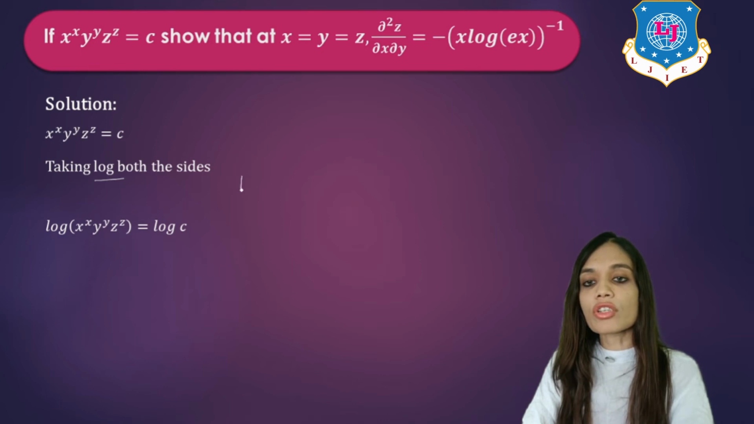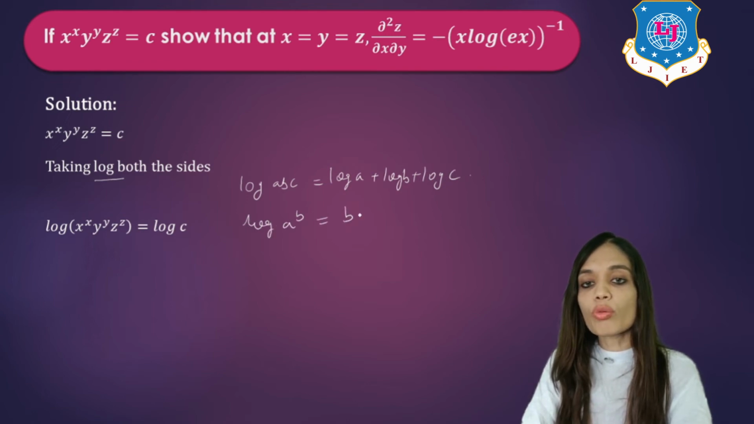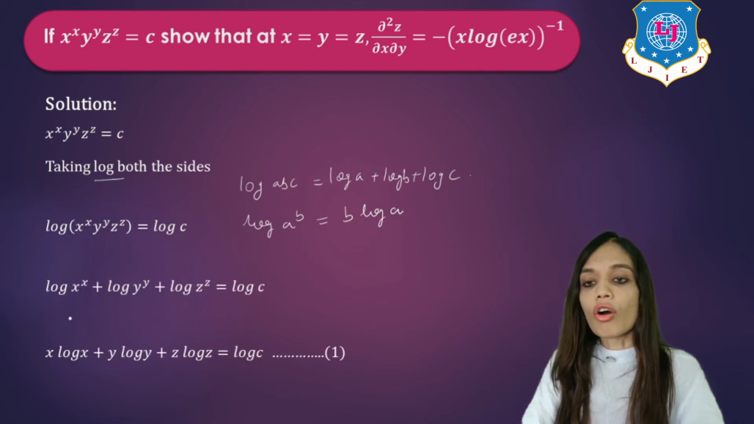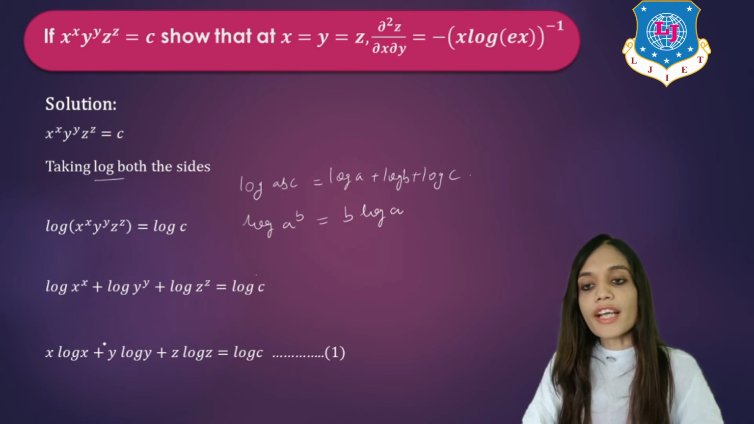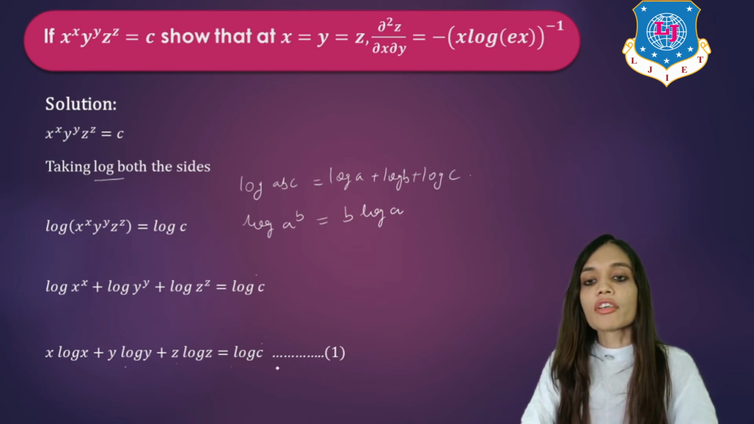Now we have two properties of log, that is log abc will be equal to log a plus log b plus log c, and the next is log of a raised to b will be equal to b log a. So applying these two, we will get log x raised to x plus log y raised to y plus log z raised to z is equal to log c, and for the simplification we will get x log x plus y log y plus z log z is equal to log c. We will name this as equation 1.